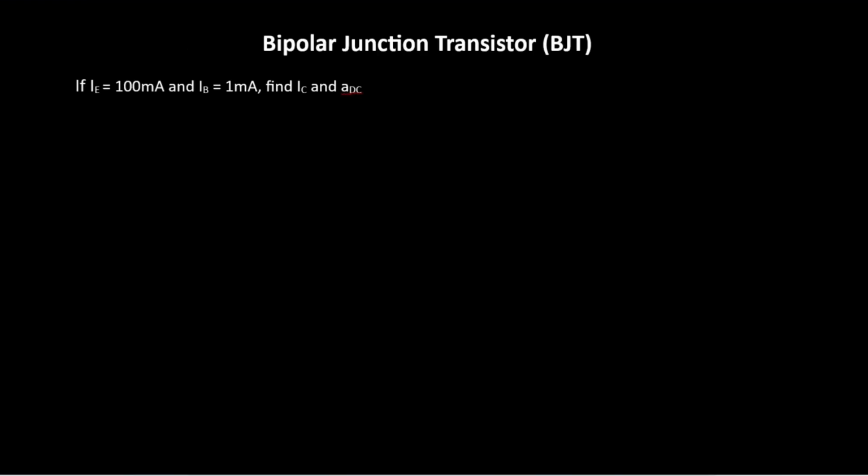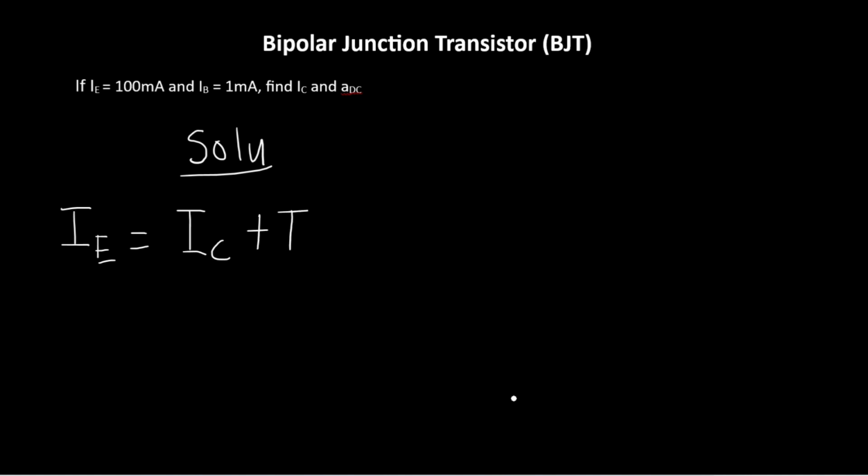Okay, so let us solve this question under current relationship. Now the question was: if emitter current is equal to 100 milliampere and base current is equal to 1 milliampere, find the collector current and alpha DC. Okay, so let's solve. We know that emitter current is equal to IC plus IB.